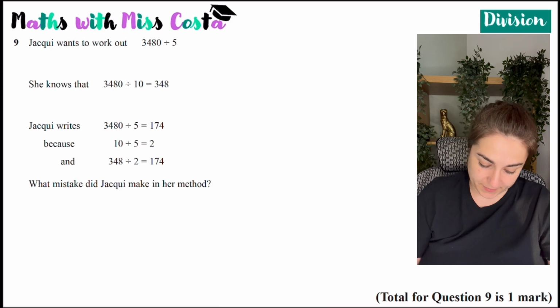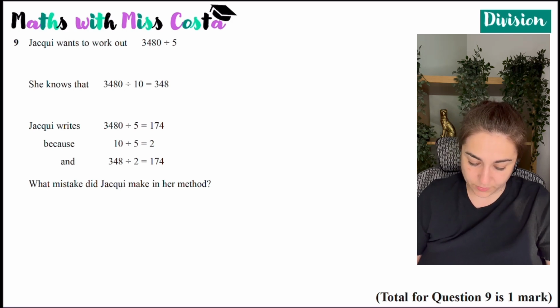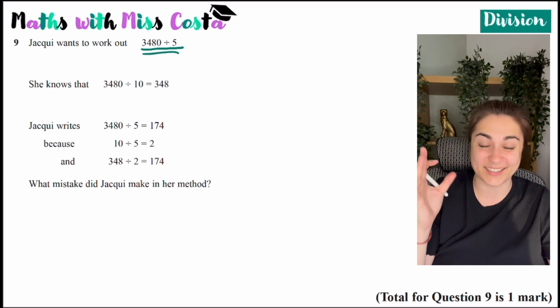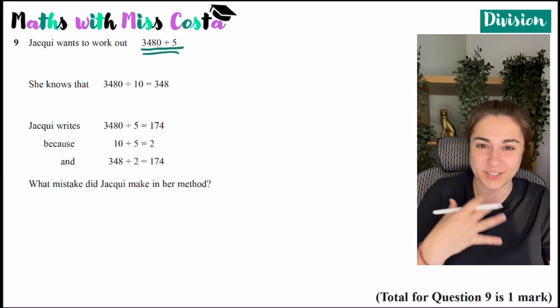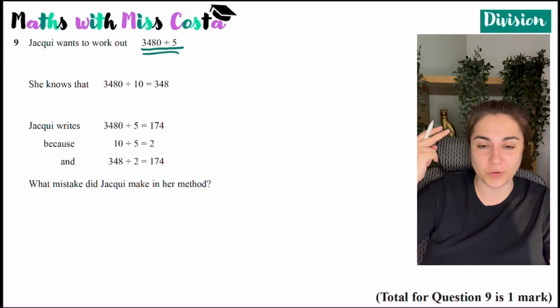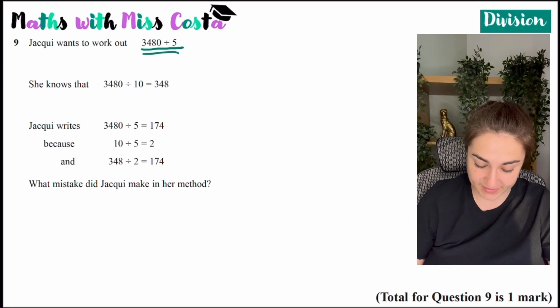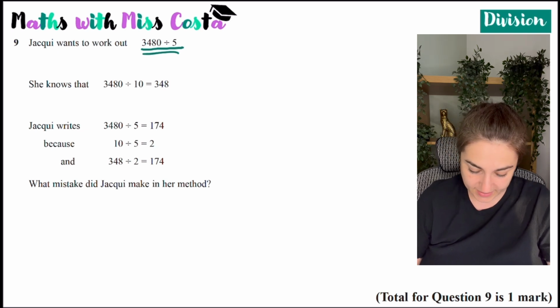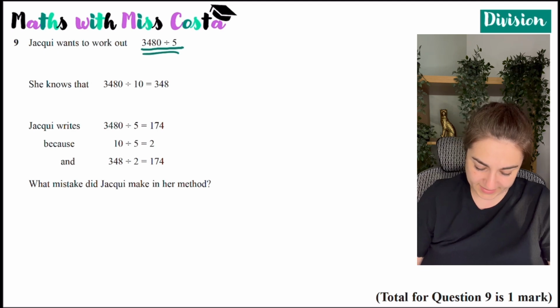Next, I've got a division problem. So Jackie wants to work out 3,480 divided by 5. And whenever we've got something like this, where it asks us to show something or find a mistake, it's helpful to actually do the calculation yourself so that you see what your thought process is and how it differs to this person. So she knows that 3,480 divided by 10 is 348. So she writes 3,480 divided by 5 is 174 because 10 divided by 5 is 2. So therefore 348 divided by 2 is 174.